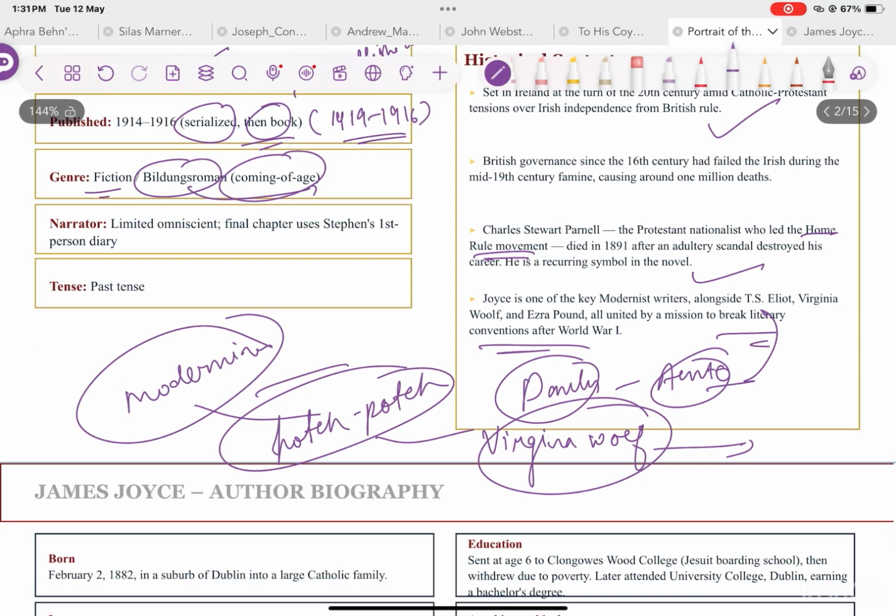This was published from 1914 to 1916, serialized, then published in book form. And this was an important historical period because World War was happening, old traditions were breaking down because of modernism, and writers began experimenting with new forms of literary tradition. So this novel is a Bildungsroman, a novel that shows the psychological, emotional, intellectual growth of a young person. And in this novel you will see that Stephen Dedalus grows from a child into a young intellectual.